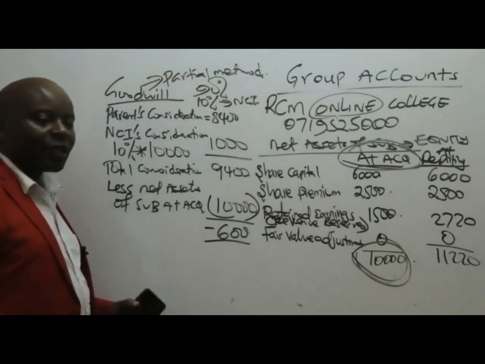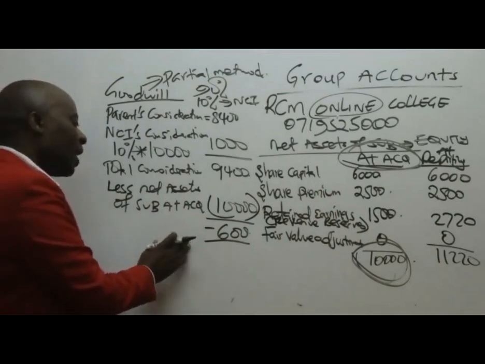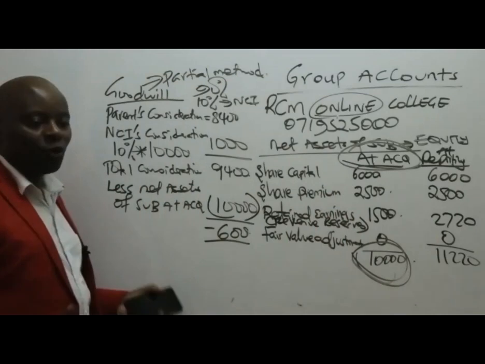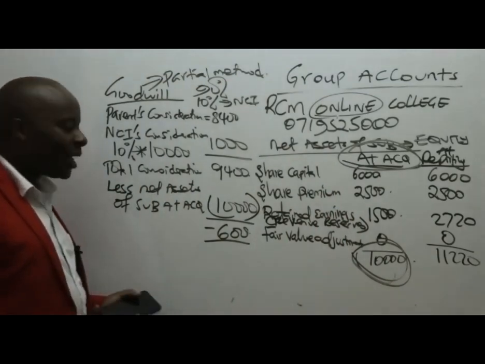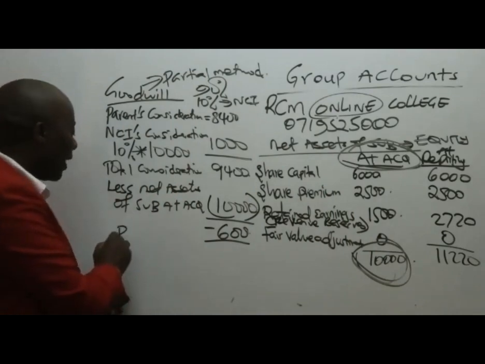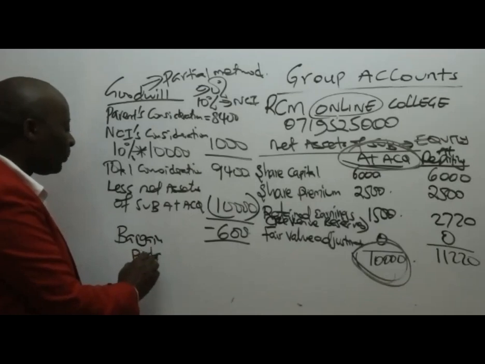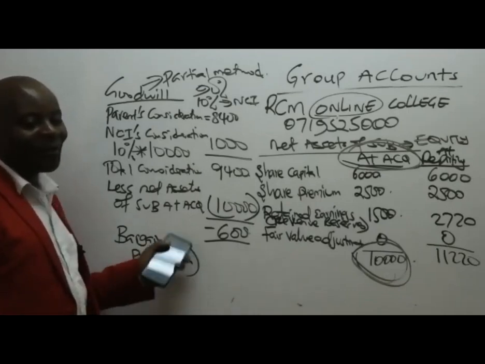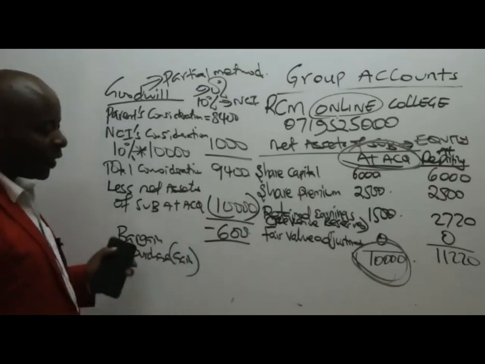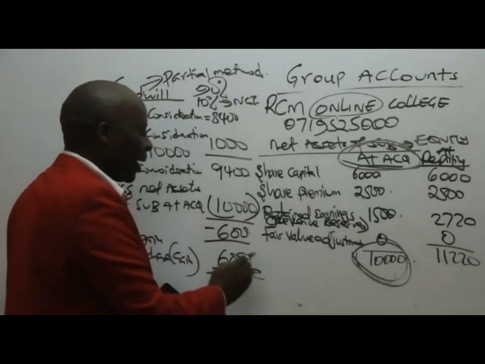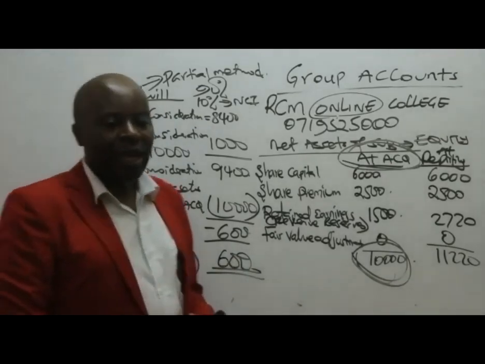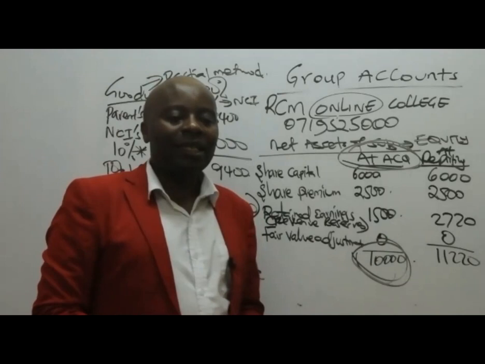So this negative 600 will be your negative goodwill, although we don't call it negative goodwill. In the IFRS language, we call it a bargain purchase, which is a gain that will go to our income statement. This cannot go to our statement of financial position. So the bargain purchase here is 600.